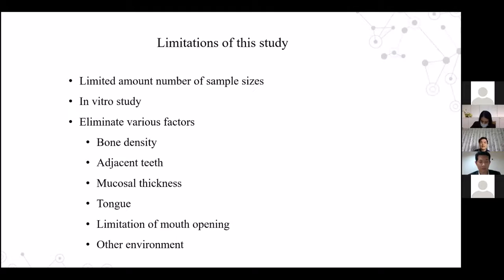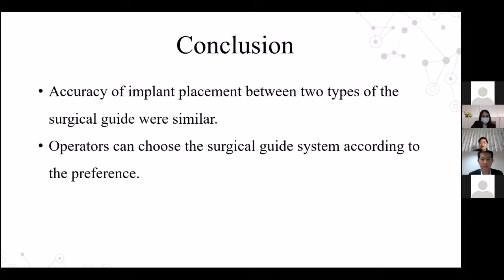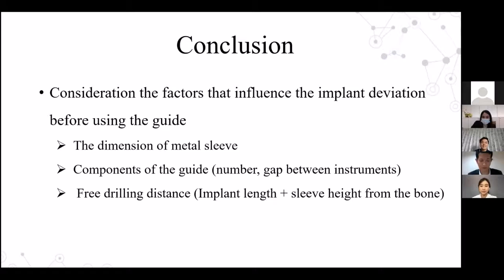Limitations of the study: this is an in vitro study with a limited sample size, and it eliminated various factors. Conclusion: the operator can choose the surgical guide system according to preference. Operators can choose any that they like, but should consider the factors that influence implant deviation before using the guide: the dimension of the metal sleeve, the components of the guide, and free drilling distance.